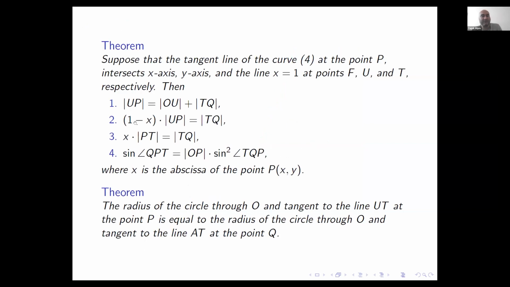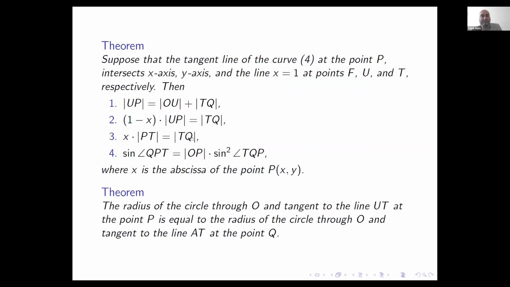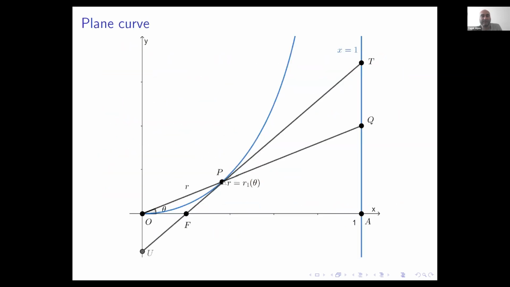Similarly, one can easily prove that (1 minus x) multiplied by UP equals TQ, where x is the first coordinate of the point P. Let us look at the picture again. And x multiplied by PT equals TQ.